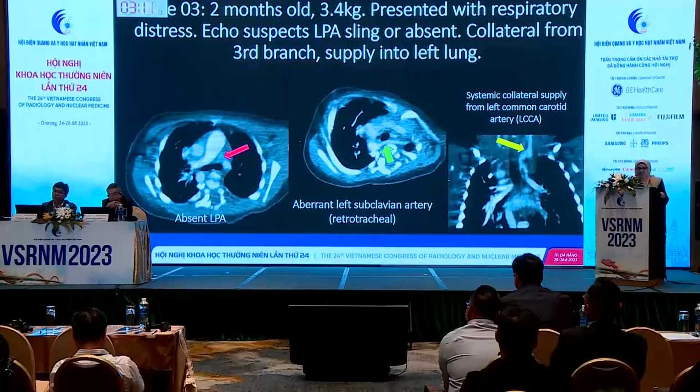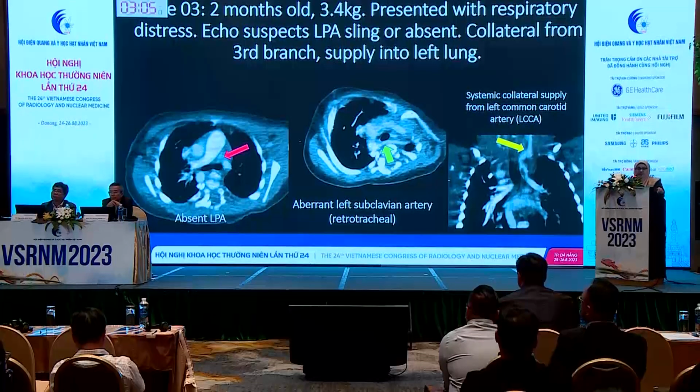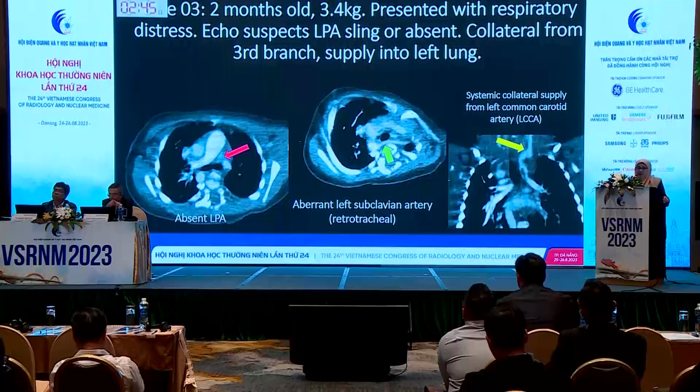Right, this is case number 3. It is a 2-month-old with a 3.4 kg weight who presented with respiratory distress. The echo suspected an LPA sling or absent LPA, and there's collateral from a so-called third branch of the aortic arch supplying the left lung. As you can see here, the red arrow points to the absence of the left pulmonary artery, and the patient also has an aberrant left subclavian artery, which is very rare to have retrotracheal.